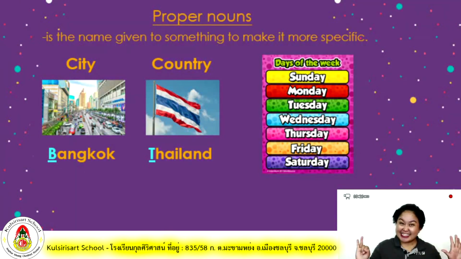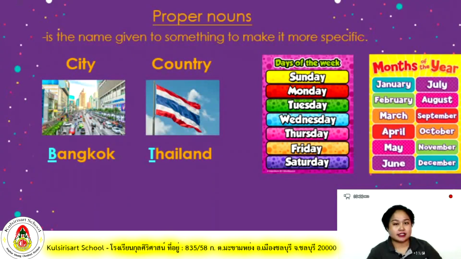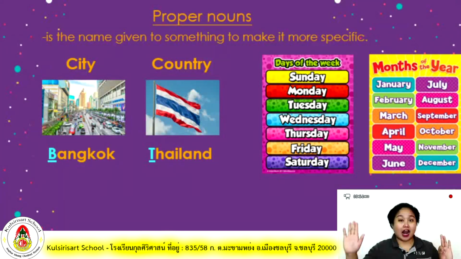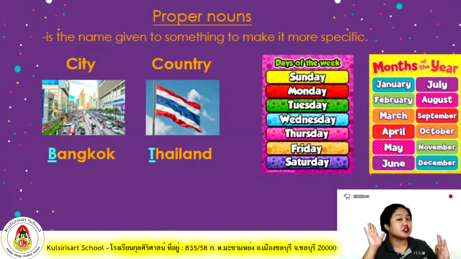And very good. We also have months of the year. Can you remember your months of the year? Let's start with January. January. Very good. February. February. Very good. March. Take note of your CH. March. March. Louder. March. Very good.